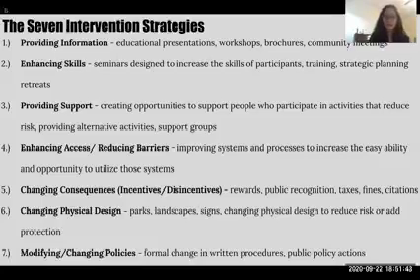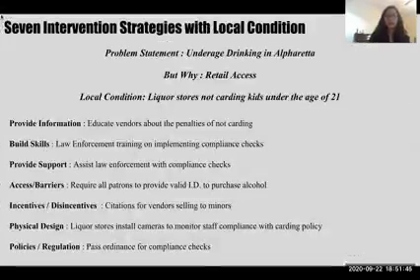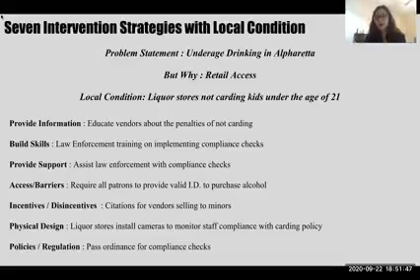So let's look at an example. Let's say my problem statement is underage drinking in Alpharetta, and my but why is retail access. My local condition is liquor stores not carding kids under the age of 21. Where I said liquor stores, you would actually put the specific store, but because I don't live in Alpharetta, I'm not sure what those might be.